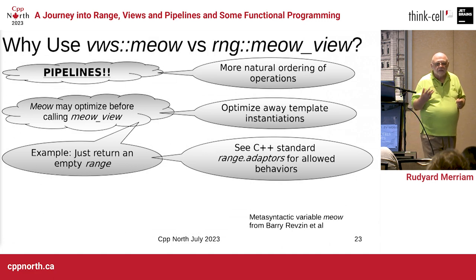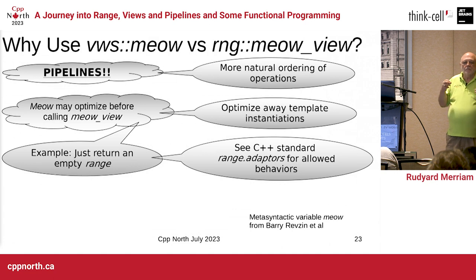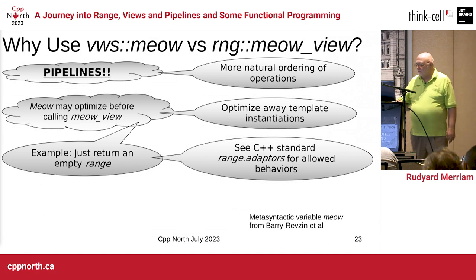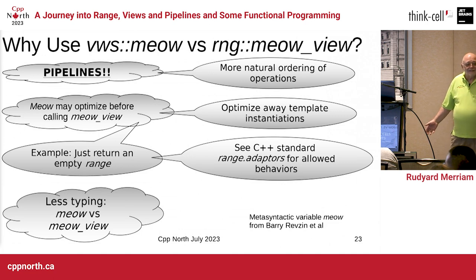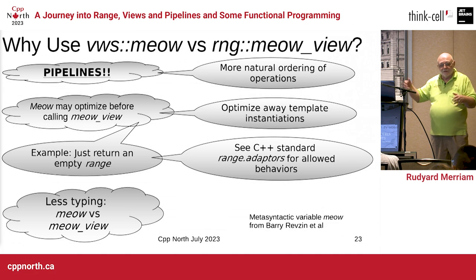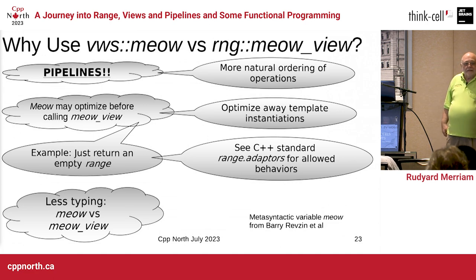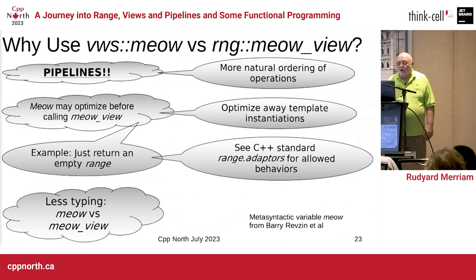One of the other benefits of this is it can eliminate many template instantiations. If you get it down in meow view, it's going to instantiate a number of templates. If you can avoid that, you save compile time, save runtime. Generally a good thing. And you save typing 5 characters, which isn't negligible when you're writing a whole line of things out and 5 characters each time you enter the function. More importantly, it can avoid typos, when you compile something and you come back after however long it took and find out, oh, I typed view wrong. So that's the benefit of why you want to use views versus the range versions.